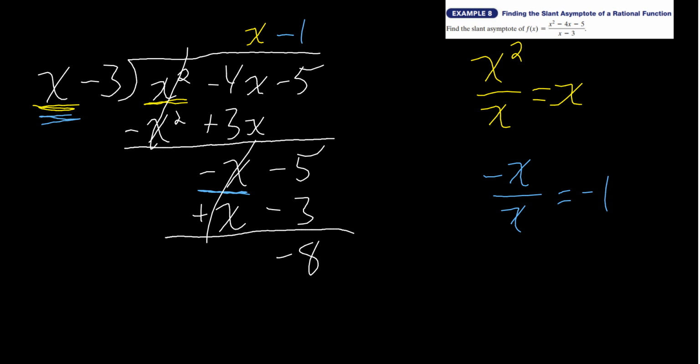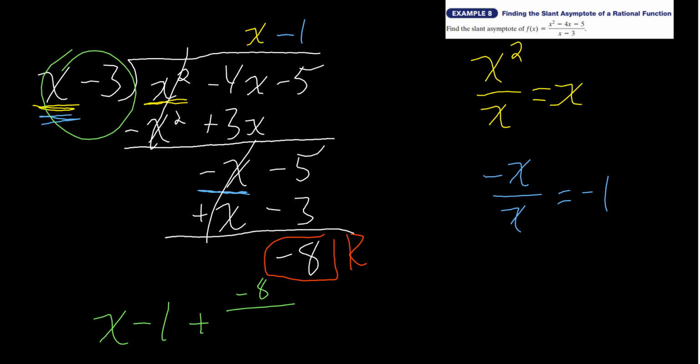Let me tell you why you stop there. If we were to continue the long division process, we would say negative 8 divided by x, which is just negative 8 divided by x. So that's why we stop there. This negative 8 is just going to be my remainder. The solution is written in your quotient, so you're going to say x minus 1 plus my remainder, which is negative 8, over my divisor, which is x minus 3.